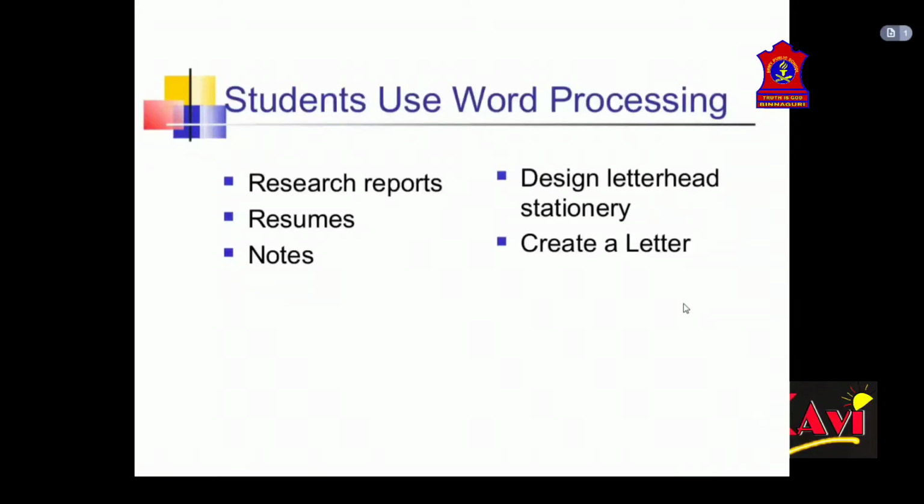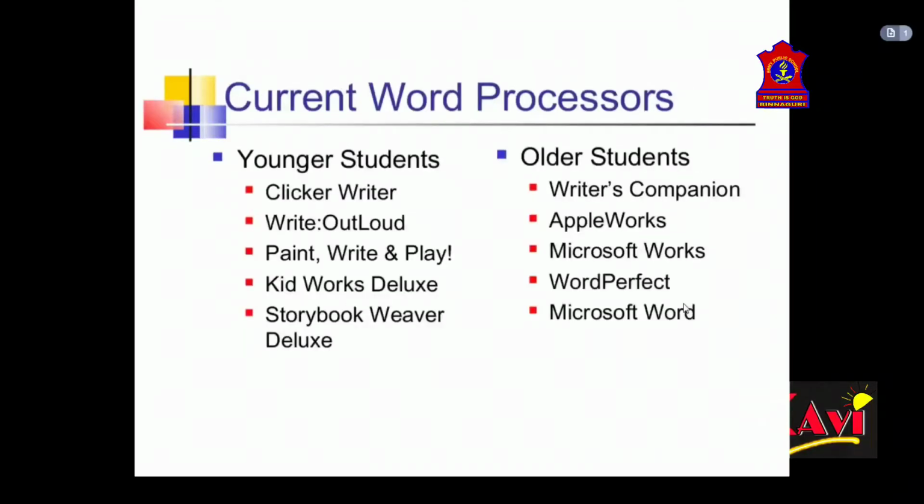Now, current word processors. We have different types of word processors, like for younger students: Clicker, Writer, Write Out Loud, Paint, Write and Play, Kid Works Deluxe, Storybook Weaver, etc. There are different word processors for older students, like Writer's Companion, AppleWorks, Microsoft Works, WordPerfect, Microsoft Word. So we have different types of word processors available nowadays.